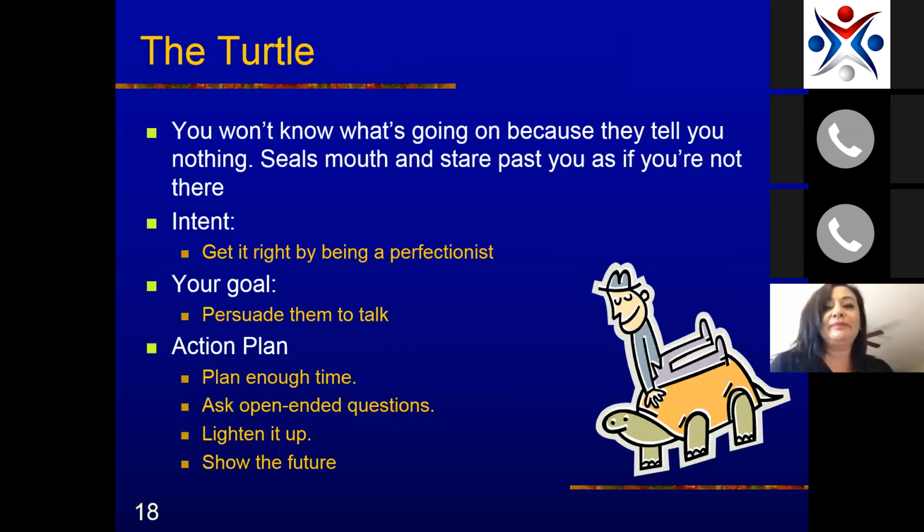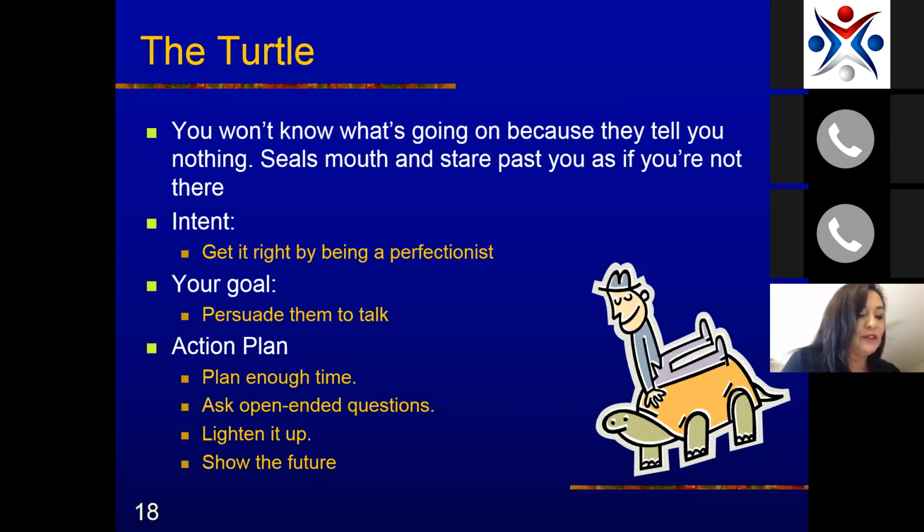Slide 18. This is one of the turtles. The turtle, this particular one, doesn't communicate. They communicate very minimally. And your goal is to get them to talk by asking open-ended questions. Don't allow them to just say yes or no. Let them know what is forthcoming so that they can be part of the future plans.